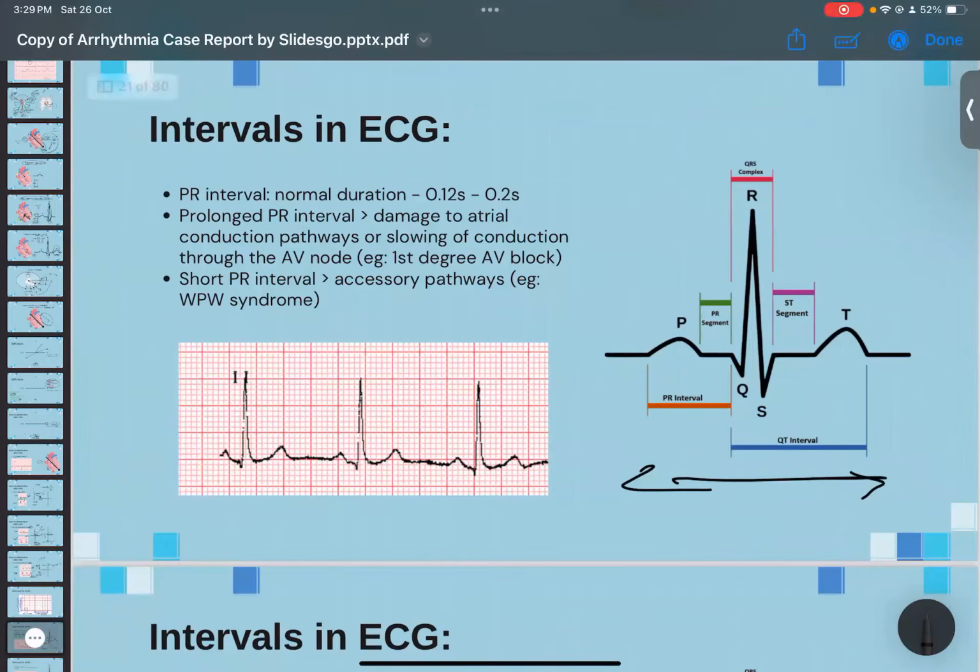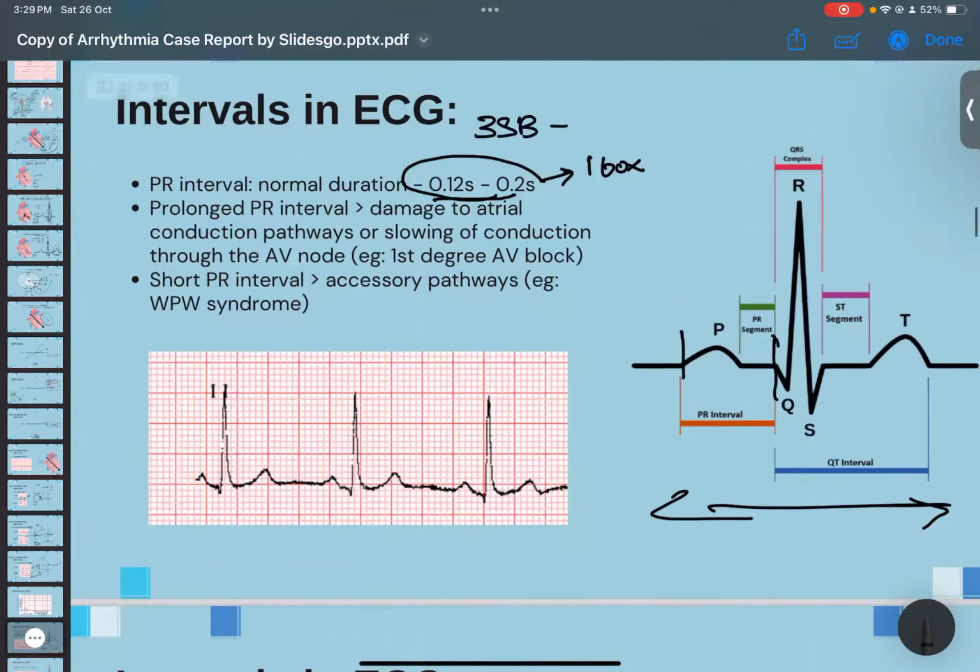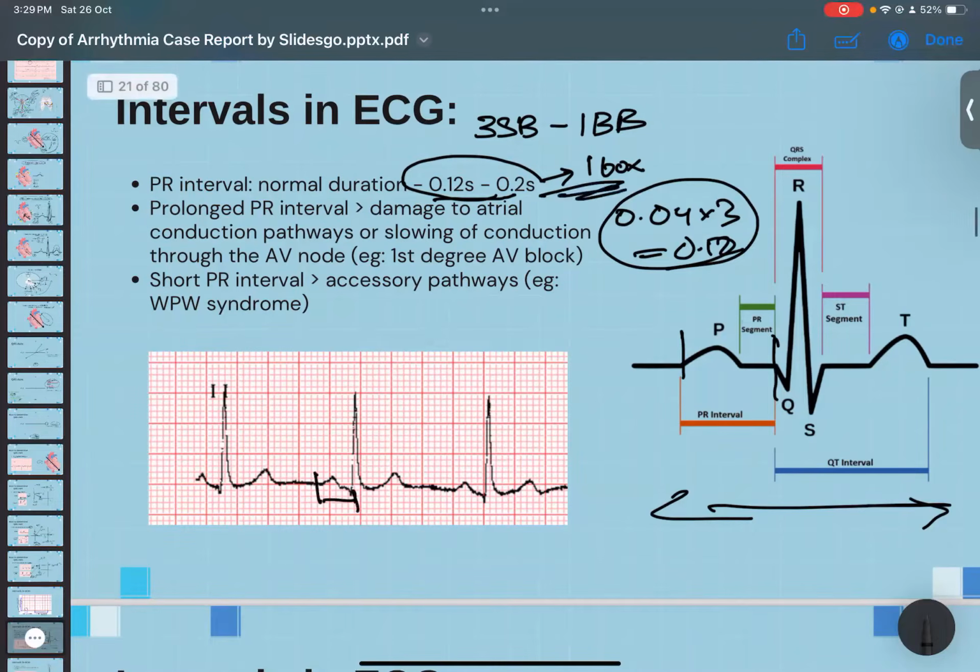The PR interval, starting from the P wave up until where the QRS complex starts, has to be around 0.12 to 0.2 seconds. That means it's supposed to be between 3 small boxes and 1 big box, because if you multiply 0.04 times 3, that's 0.12. So technically your PR interval should not exceed more than 1 big box.